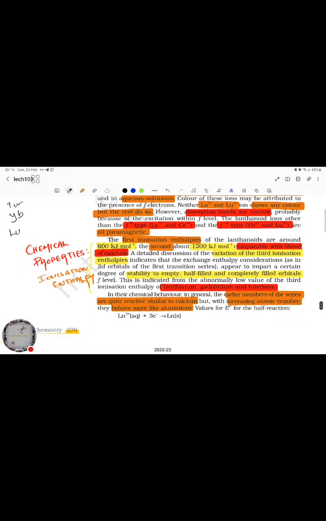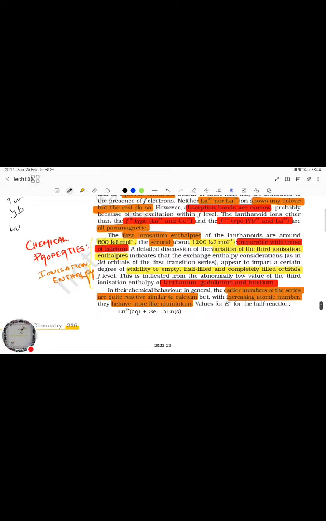The first ionization enthalpies of the lanthanides are around 600 kilojoules per mole, the second about 1200 kilojoules per mole, comparable with those of calcium.